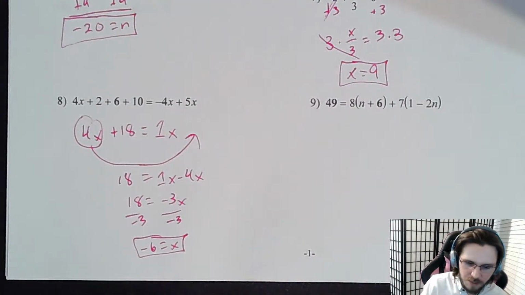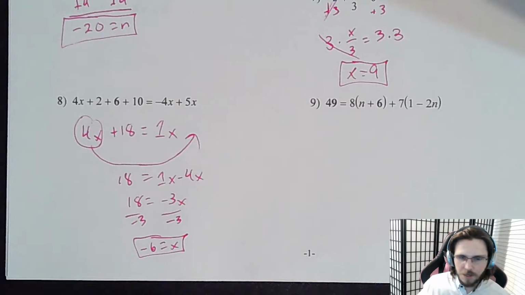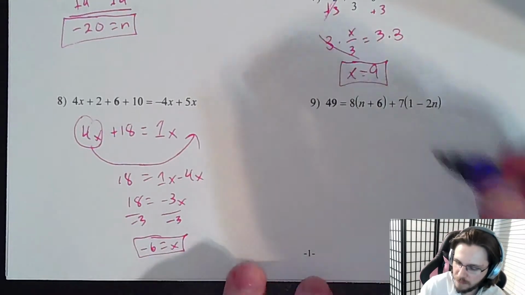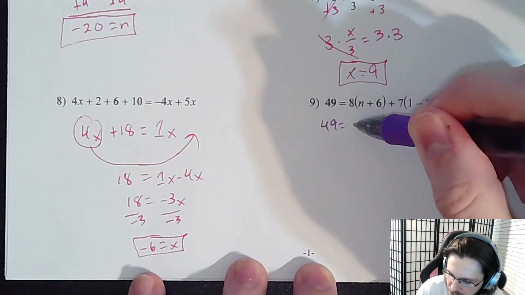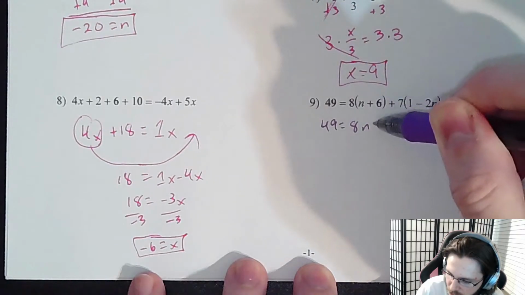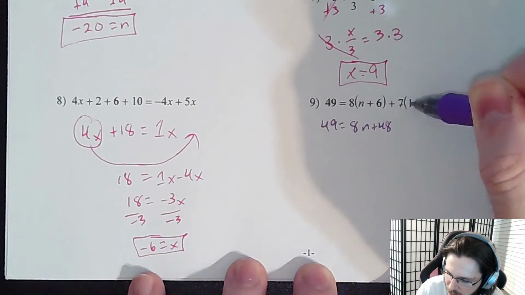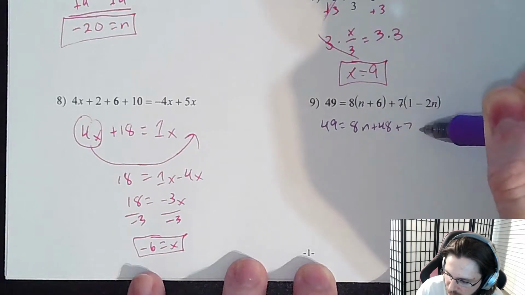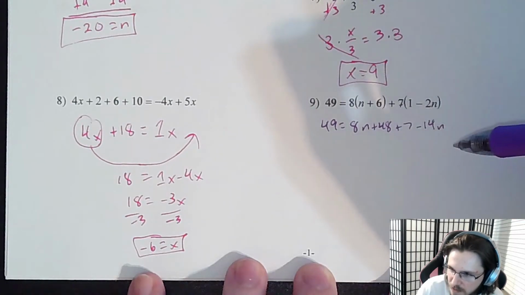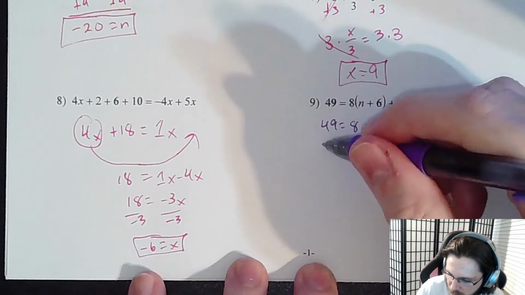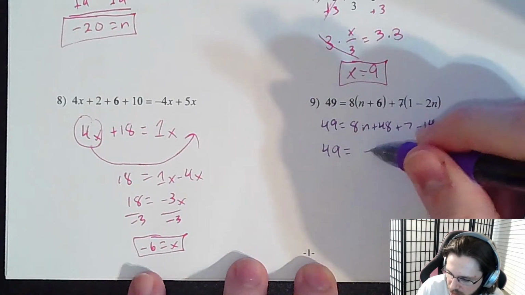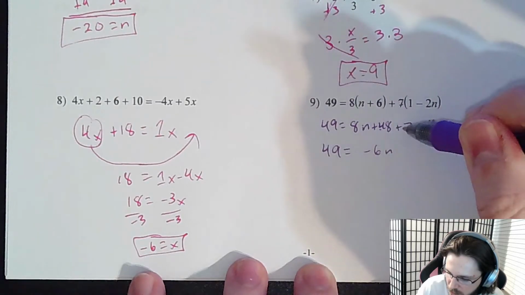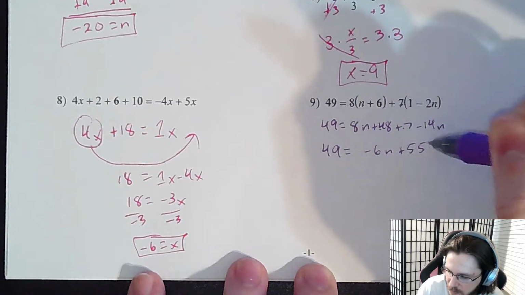Nice. Number 9 combines all the ideas we've been doing. Got to distribute. Got to add like terms. Got to solve. 49 equals, doing my distributive property, 8 times n is 8n. 8 times 6 is 48. 7 times 1 is 7. 7 times -2n is -14n. Add those like terms. 8n minus 14n is -6n. 48 and 7 is 55.